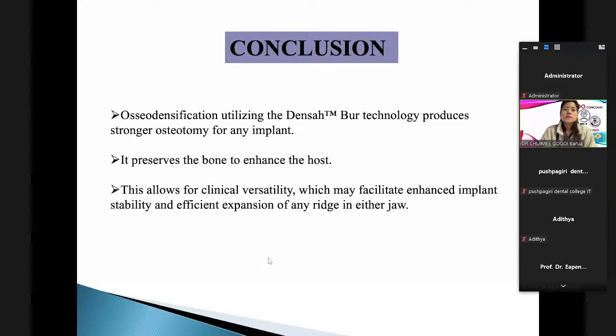Conclusion: osseodensification utilizing the denser burr technology produces stronger osteotomy for any implant. It preserves the bone to enhance the host. This allows for clinical versatility, which may facilitate enhanced implant stability and efficient expansion of any ridge in either jaw.